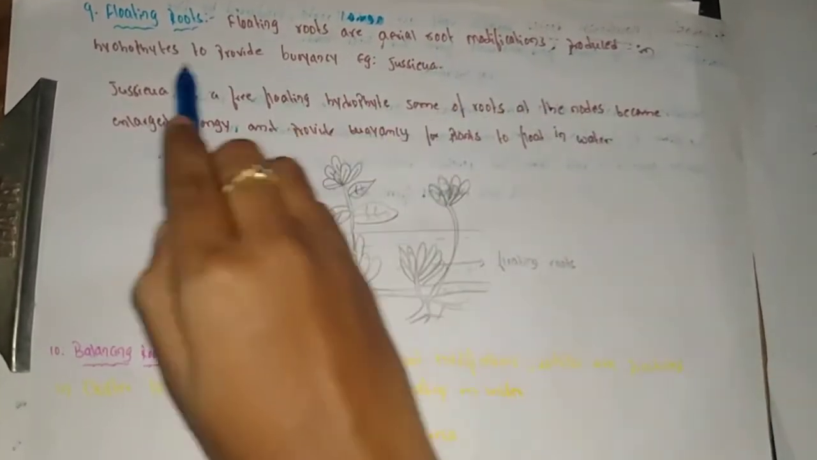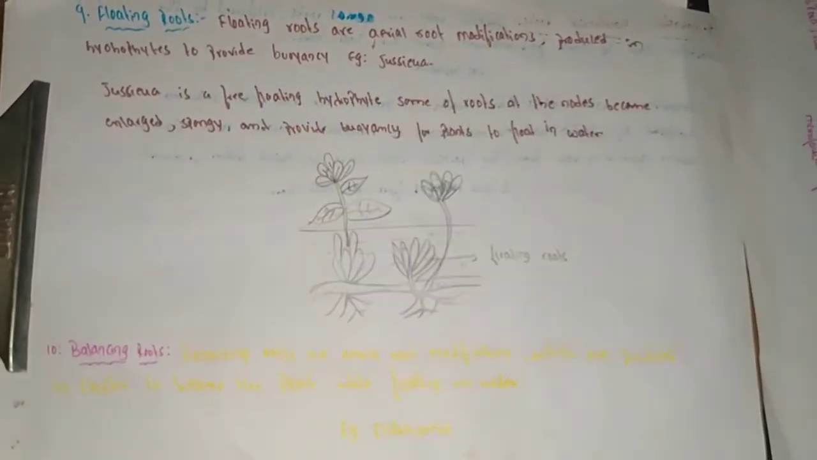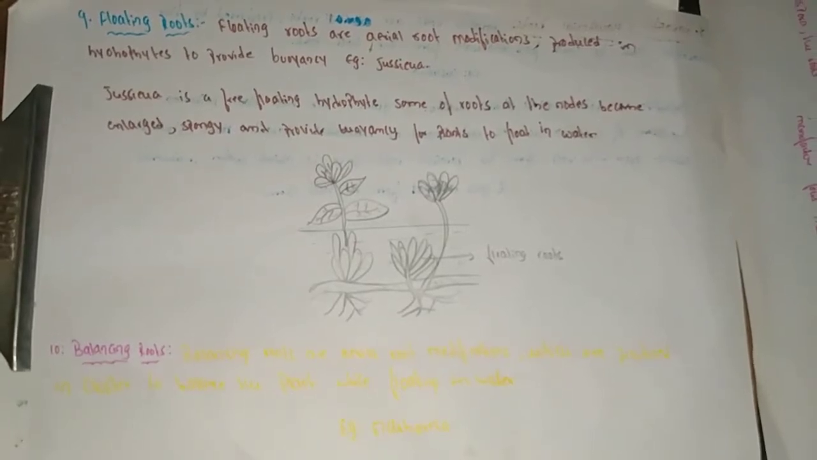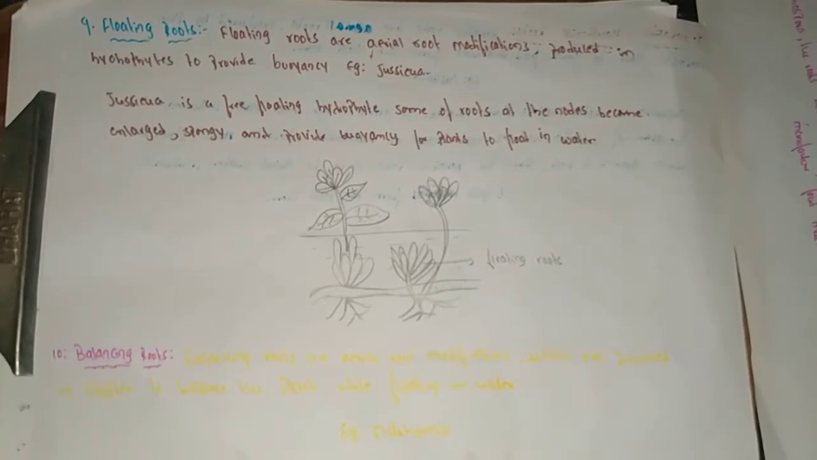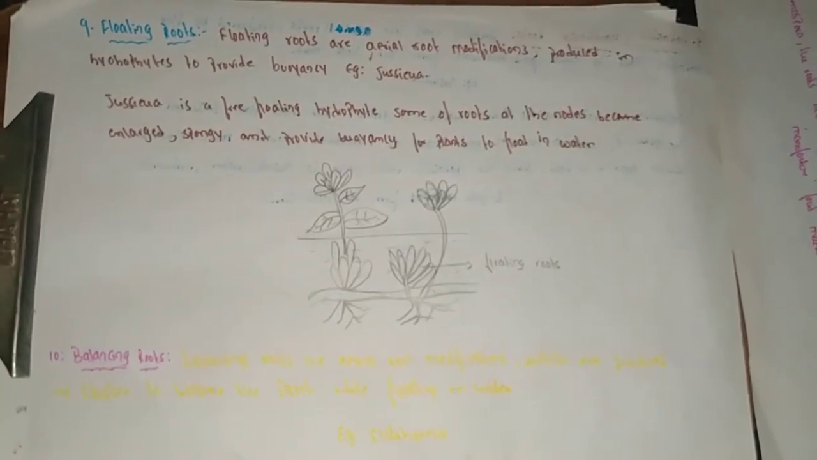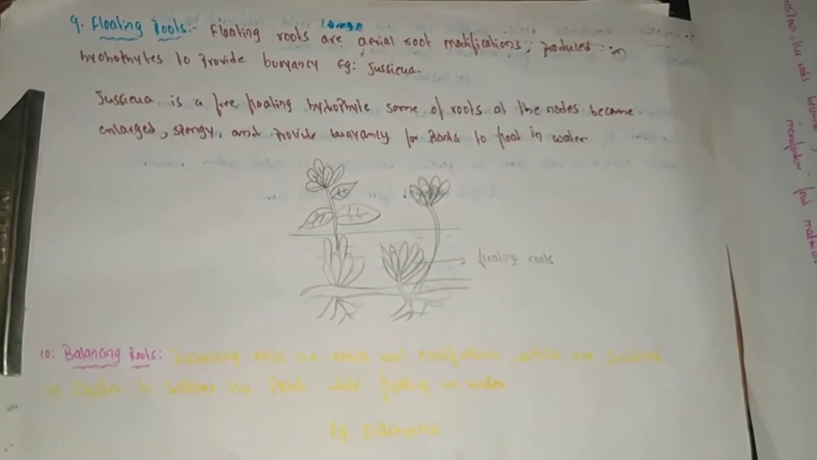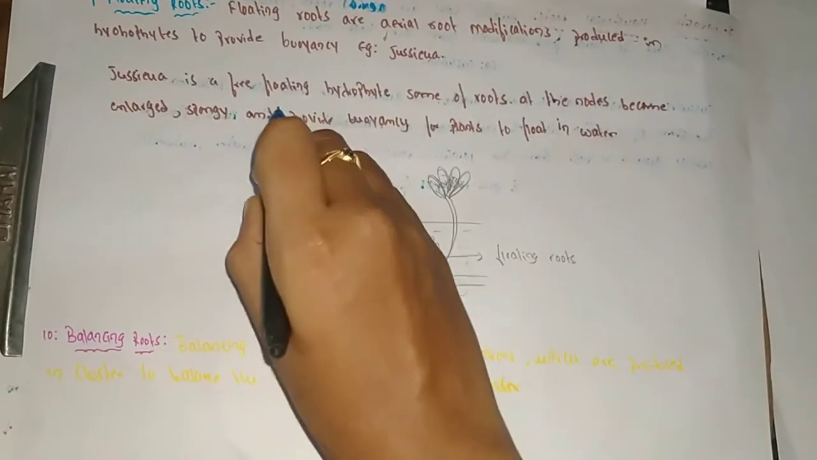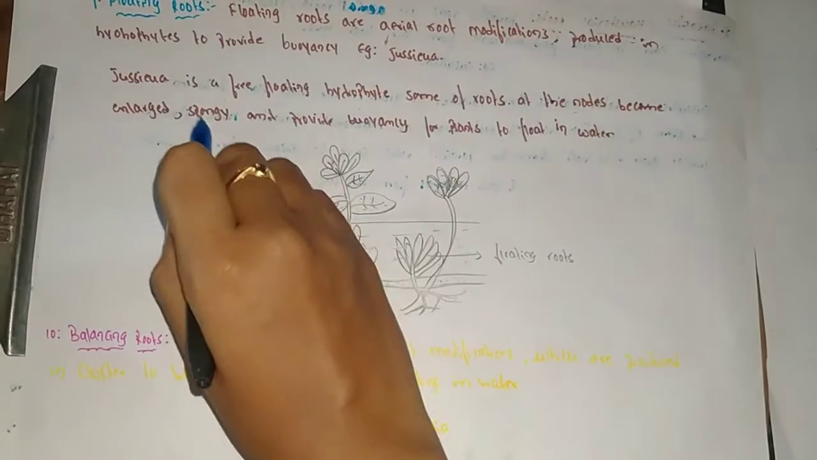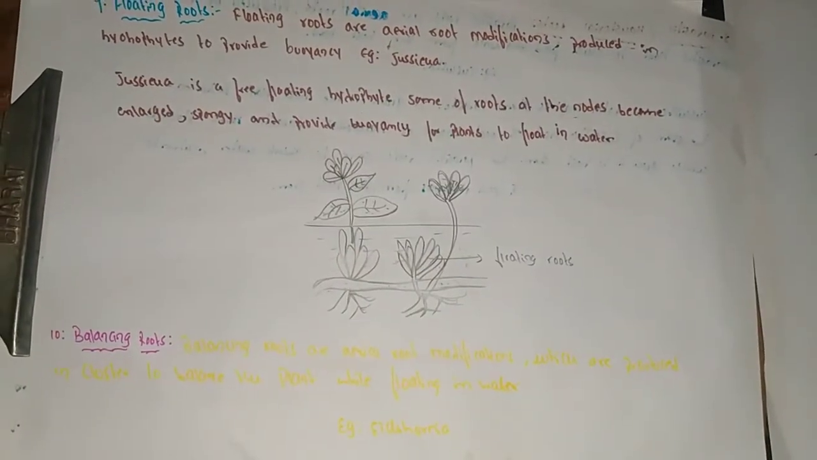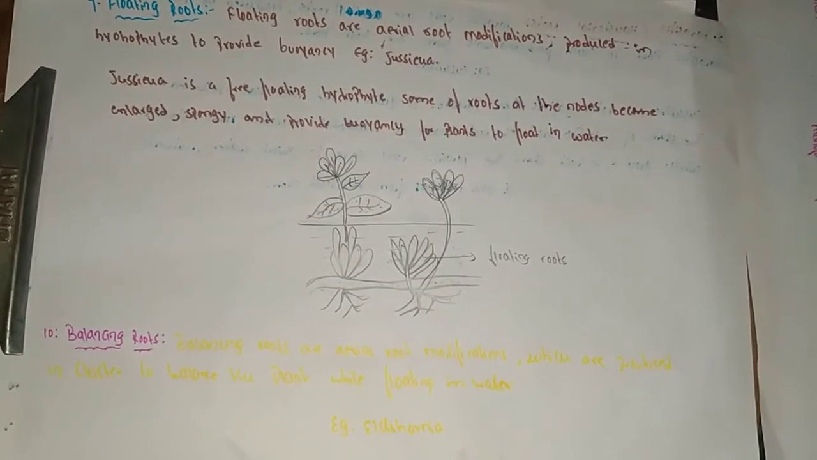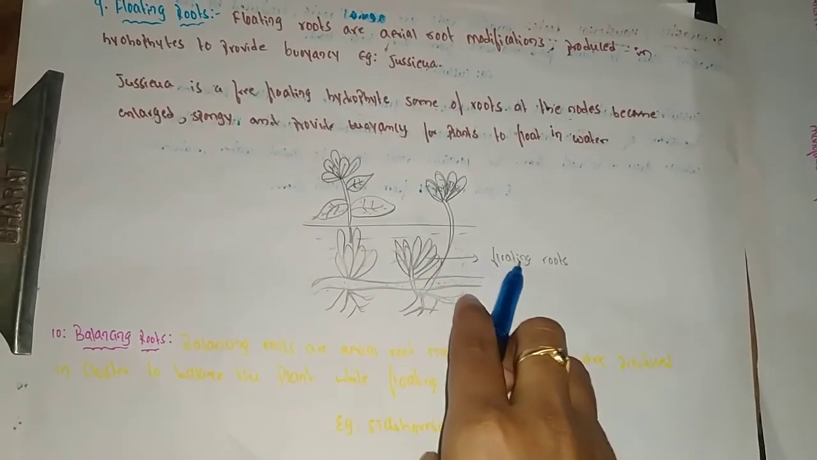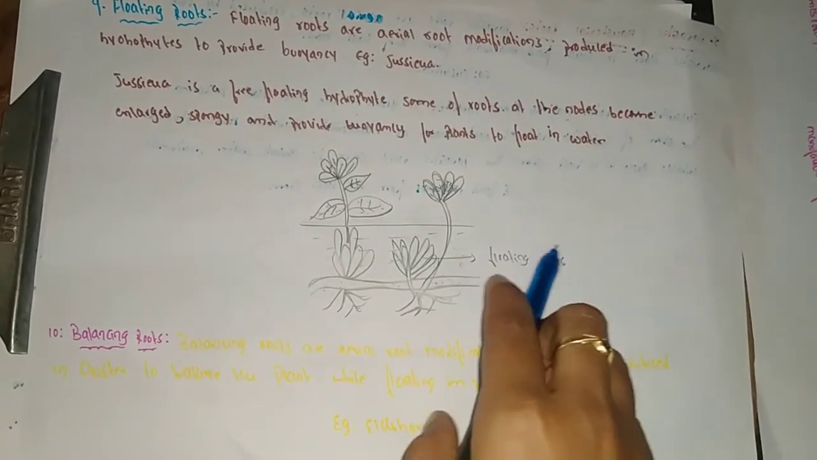Next type is floating roots. Floating roots are aerial root modifications produced in hydrophytes to provide buoyancy. Example: Jussiaea. Hydrophytes means plants that grow in water. Buoyancy means floating. Jussiaea is a free floating hydrophyte. Some roots at the nodes become enlarged and spongy to help it float on the water. These are the floating roots.